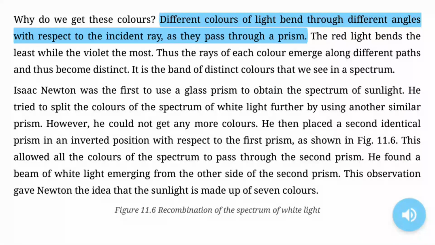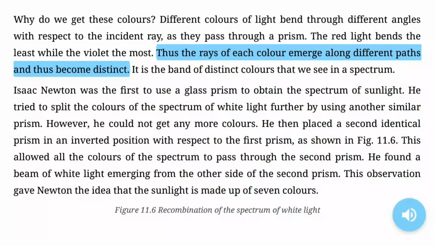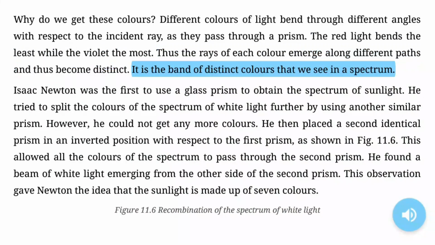Different colors of light bend through different angles with respect to the incident ray. As they pass through a prism, the red light bends the least while the violet the most. Thus the rays of each color emerge along different paths and thus become distinct. It is the band of distinct colors that we see in a spectrum.